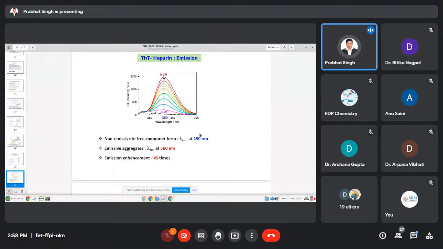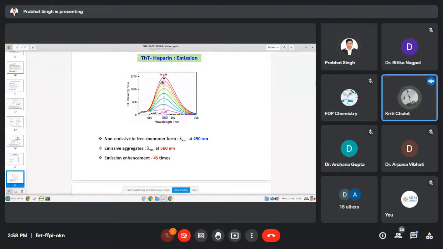We took a thioflavin T solution and then we added heparin into it in a gradual manner, and you can see that there's a distinct band at around 550, 560 nanometer. So the free form of the dye is, I would not say non-emissive, but a very weakly emissive species in the free monomer form, whereas in the presence of heparin, we have an emissive aggregate at 560 nanometer. And we had an emission enhancement of around 45-fold.